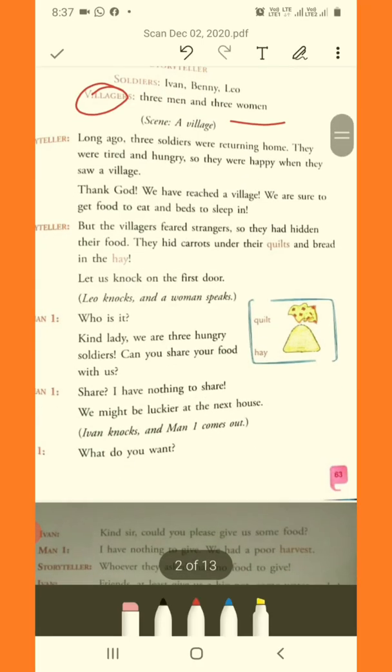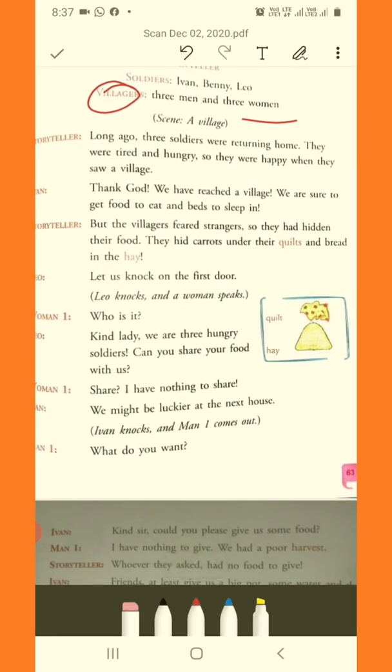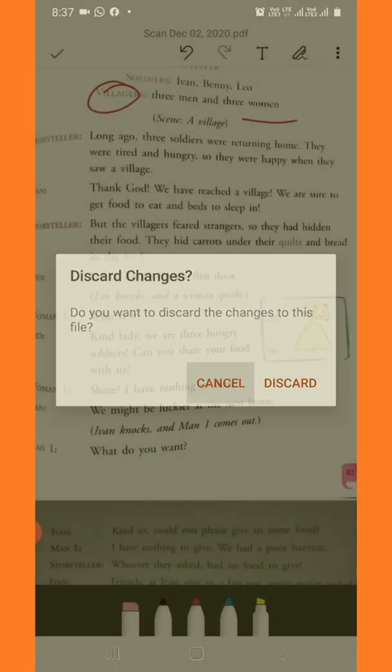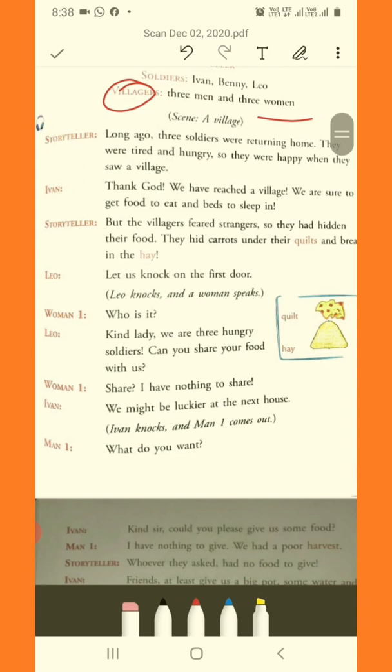The storyteller begins telling the story. What does he say? Long ago, three soldiers were returning home. They were tired and hungry, so they were happy when they saw a village. So the storyteller says, long ago, three soldiers were returning home and they were tired and hungry because they had walked a very long distance. And as soon as they saw a village, they were all very happy because now they thought someone is going to help them.